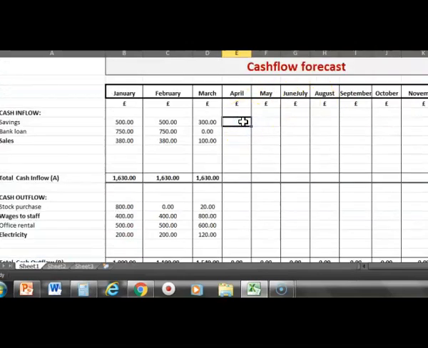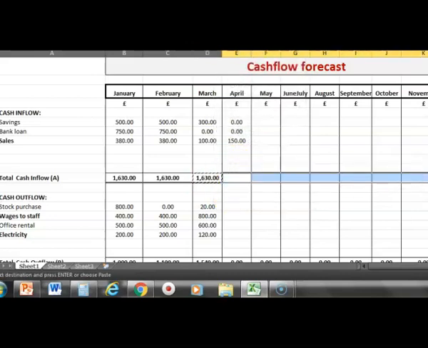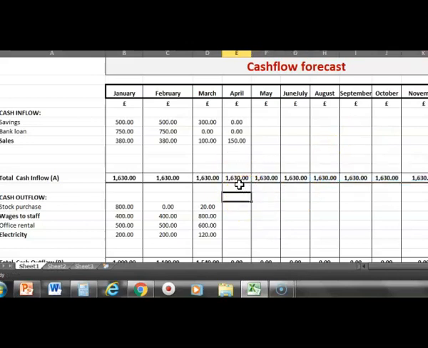So April, let's say no savings, no bank loan, and sales is 100, or let me say sales is 150. Okay, all right. So the net cash flow, sorry, I think I made a mistake here. The net cash flow here for March should be this item here, 400.